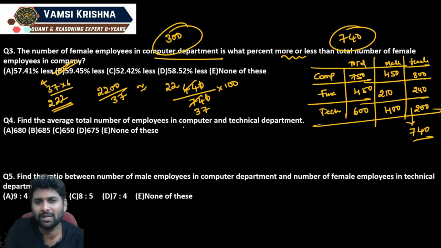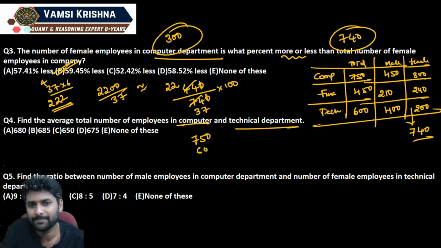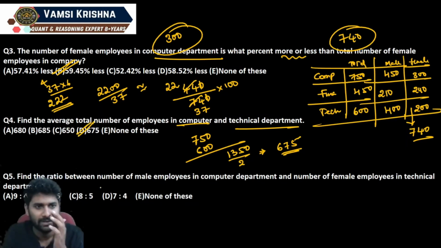Now, find the average total number of employees in computer and technical department. See, computer, how many are there? It's 750, right? And what about the technical? 600. So total value is 1350, which is divided by 2. 6 times, 7 times, 5 times. It's 675. Next question.